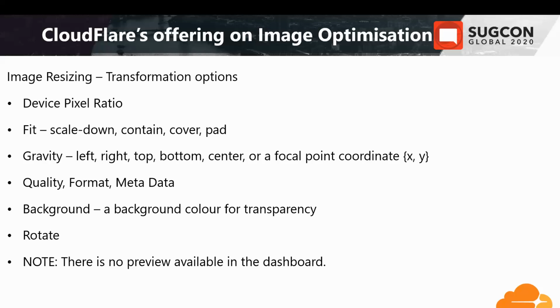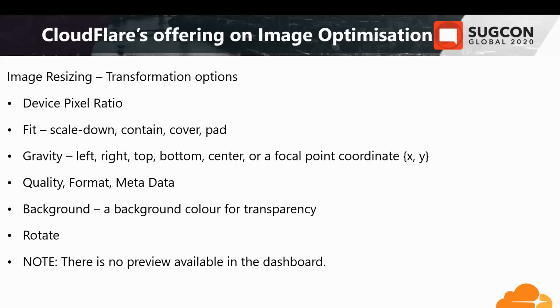Gravity defines the side or point that should be left uncropped. You can use left, right, top, bottom, and center, or a focal point coordinate. Quality is basically the image compression value for JPEG and WebP images. Format has two parameters you can specify: WebP auto, which automatically converts to WebP if the browser supports it, or JSON, which outputs information about the image before and after resizing. So if you want to do some testing and see how much optimization has been applied, how much file size has been reduced, then you need to supply format JSON.